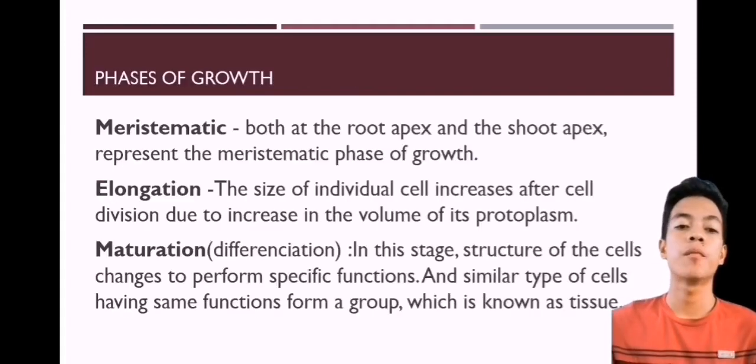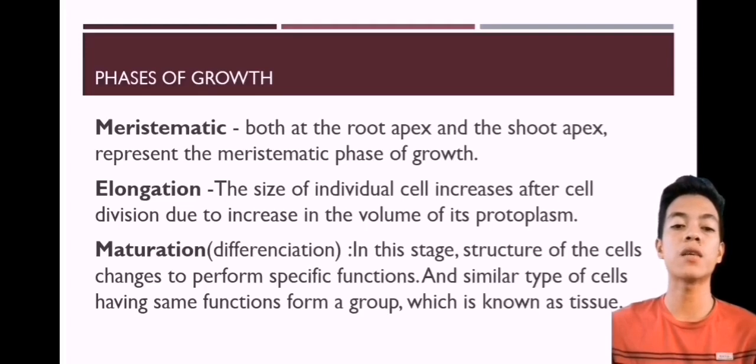Phases of growth. Meristematic. Both the root apex and the shoot apex represent the meristematic phase of growth. Elongation. The size of individual cells increases after cell division due to increase in the volume of its protoplasm. Maturation. In this stage, the structure of the cell changes to perform a specific function, and similar types of cells having some function form a group which is known as tissue.